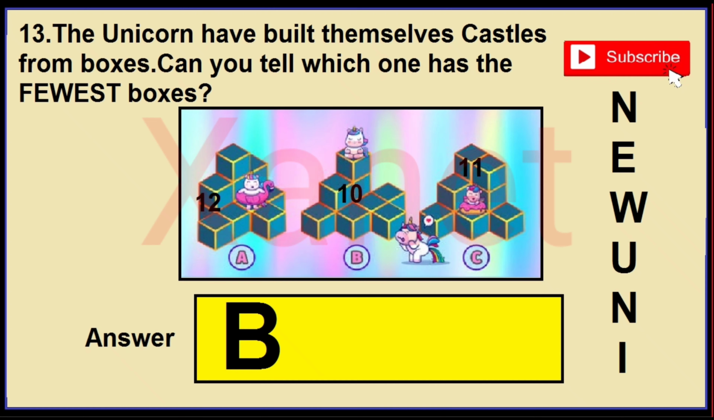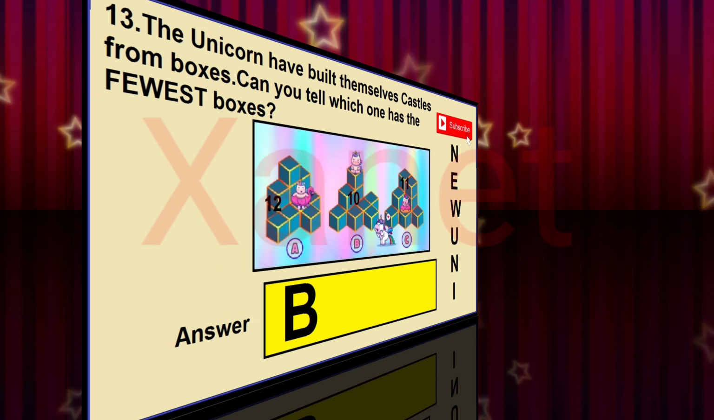Now in version 4 of this question, you can read here, it is asked here, the unicorns have built themselves a castle from boxes. Can you tell which one has the fewest boxes? And if you find this sort of image, then the correct answer is B. So just read the question and see the image.